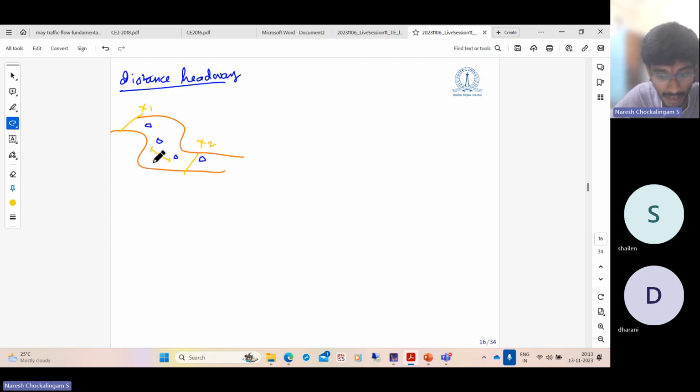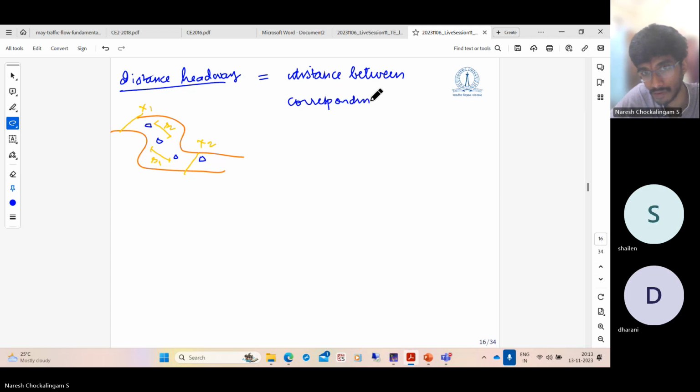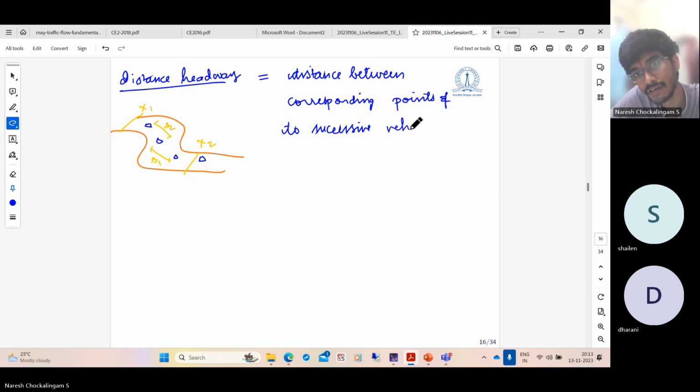So this can be say S, or spacing. You can also call it the spacing. So let us call this S1, S2, and so on. So the distance headway is the distance between corresponding points of two successive vehicles at a given instant of time.